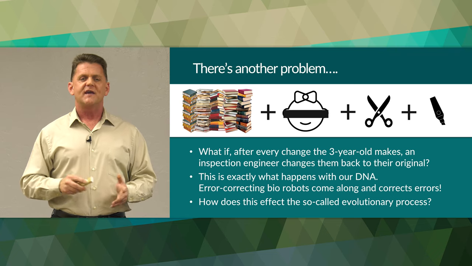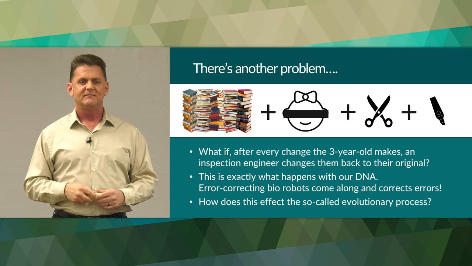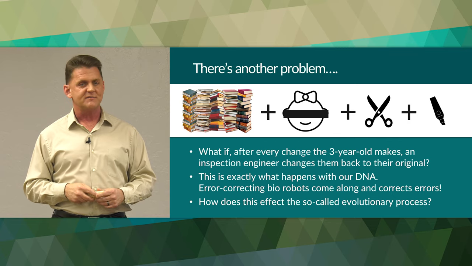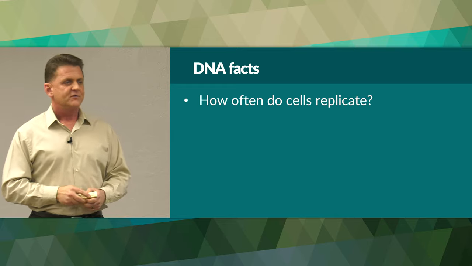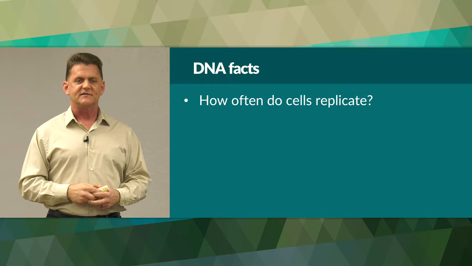The evolutionary process can't even get off the ground. The airplane will always be an airplane. The single cell will always be a single cell with this process. So let's take a look at these accidents, these mistakes that happen.